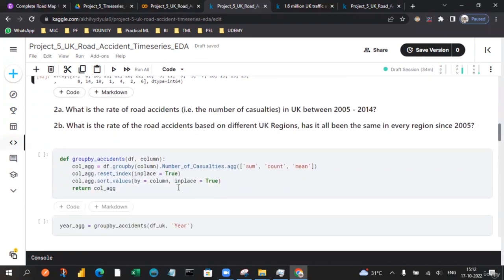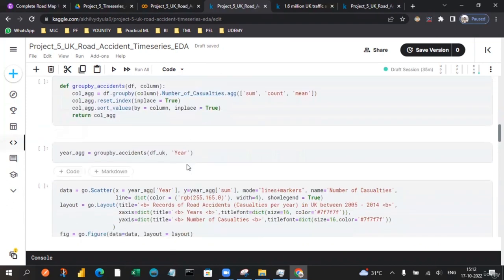The second question is, what is the rate of the accidents, that means the number of casualties, in the UK between 2005 and 2014? What is the rate of road accidents based on the different UK regions? Has it been the same in every region since 2005? So we need to figure out what exactly the rate of road accidents is. Let's see the rate of road accidents, the number of casualties. We need to group by some of the values so that we get the corresponding number of accidents.